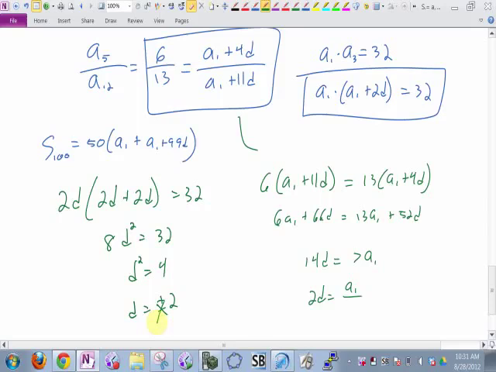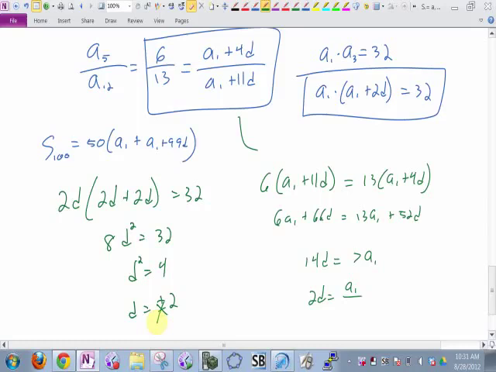How did you get from A1 times A3 equals 32 to A1 times A1 plus 2? Isn't the third term of the arithmetic sequence just the first term plus 2 of the common differences? Oh, so you just changed that using that nth term formula. Okay. Yep. I thought you were taking out.